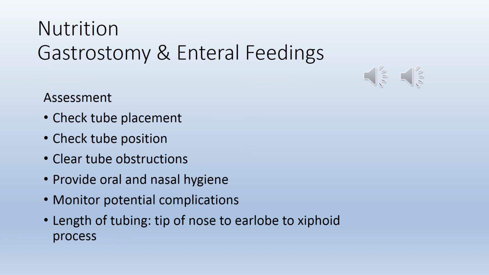Before inserting the tube, the nurse determines the length that will be needed to reach the stomach or the small intestine. A mark is made on the tube to indicate the desired length. This length is determined by measuring the distance from the tip of the nose to the earlobe and from the earlobe to the xiphoid process.